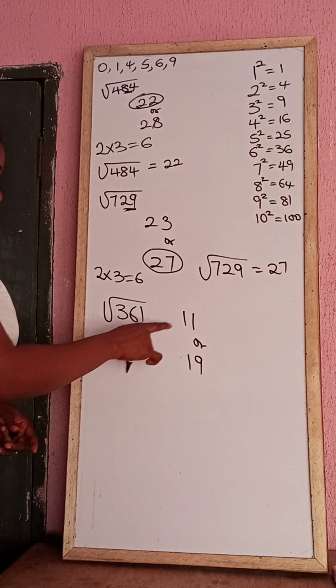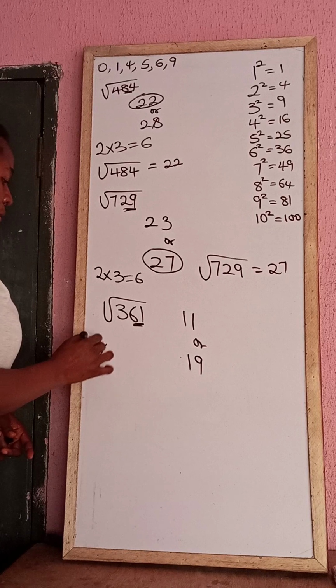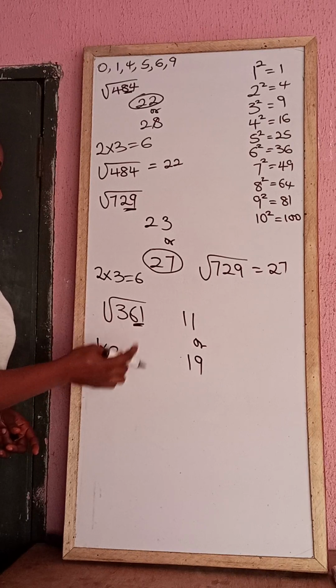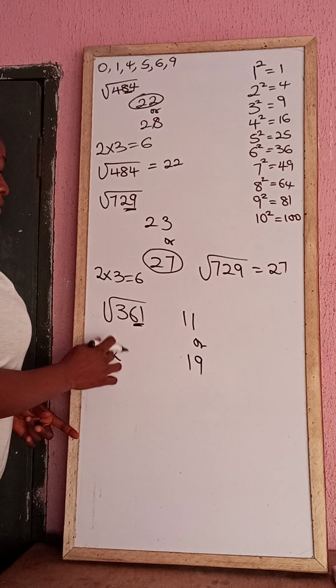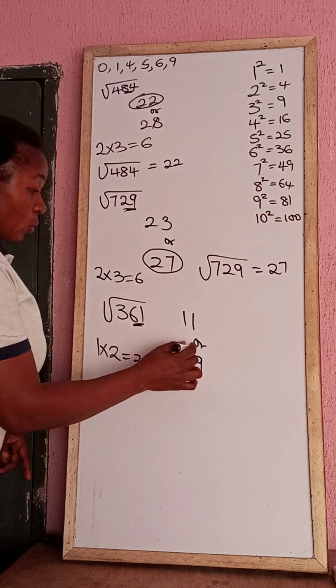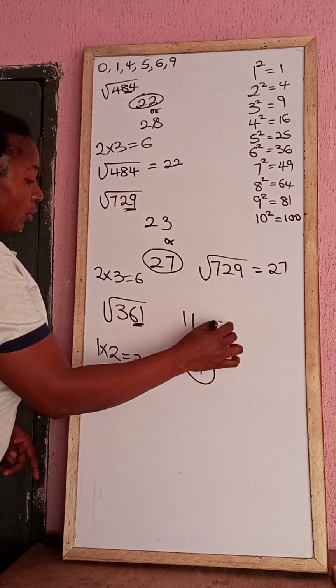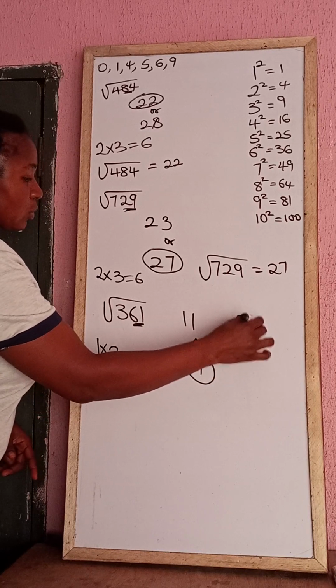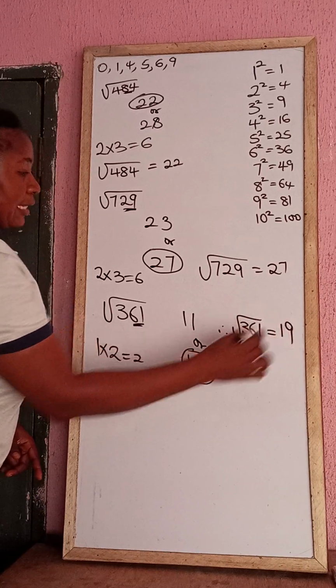Once again, we have 1 here. So 1 is followed by 2. The next digit after 1, the normal counting, is 2. 1 times 2 is 2. And 2 happens to be smaller than 3. So we are going for the larger number. Therefore, the square root of 361 is equal to 19.